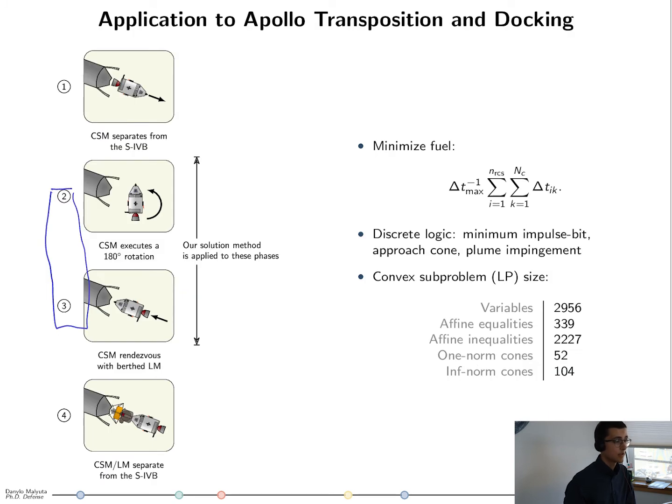So now let's apply this algorithm to Apollo transposition and docking. We're going to minimize fuel because fuel is always at a premium in spaceflight. And we, like discussed before, impose 3 discrete logic constraints, which are the minimum impulse bit on the thrust, the approach cone, and the plume impingement. And we optimize a more difficult version of these 2 phases of flight, where you do a 180-degree rotation, followed by a rendezvous.